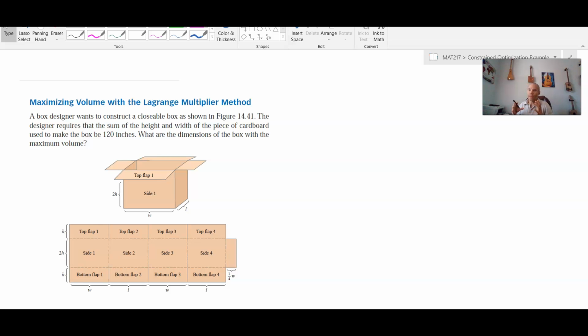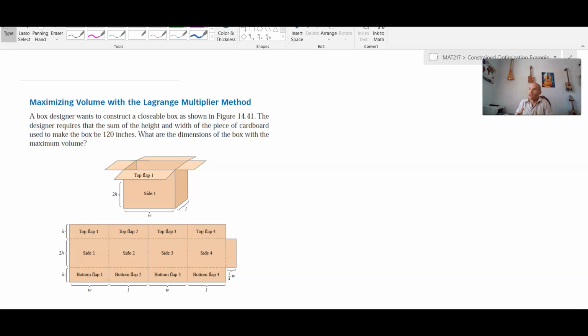A lot of times when we are working with constrained optimization problems, we don't have the functions to begin with. We actually have to solve a problem and we're subject to some sort of constraint. So let's look at one of the classic examples, which deals with optimizing the volume of a box.